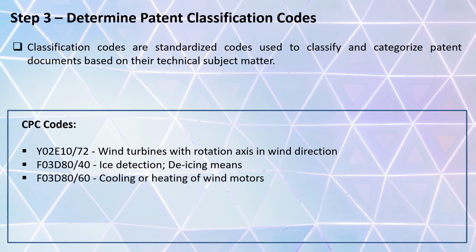The other way is to do a preliminary or quick search on a website like Google Patents and find one relevant patent document. Then you can go into that document, where there will be a section of classification codes, and from there you can also get the relevant classification codes. That is the process in the third step: finding the relevant classification codes and listing them for the next step.